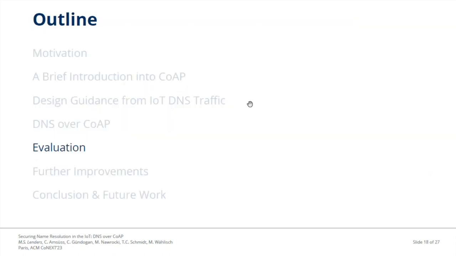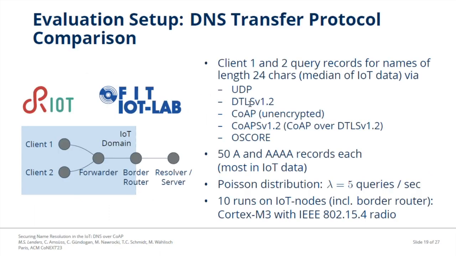So we then evaluated our protocol, sorry. And for that, we let two clients query for records with name length 24, which was the median in our IoT data set, and did this over DNS over UDP, DNS over DTLS, CoAP in an unencrypted manner, CoAP over DTLS and OSCORE. And we queried for 50 A and 50 quad A records each, which was the most in our IoT data set. And we sent out the queries in a Poisson distributed manner with a lambda of 5 queries per second. So very, very fast. And did 10 runs on the IoT nodes of the IoT lab. So real hardware, which are Cortex M3 nodes with 802.15.4 radios.